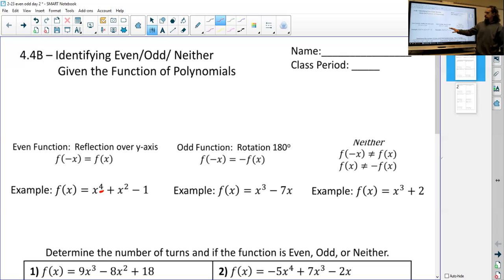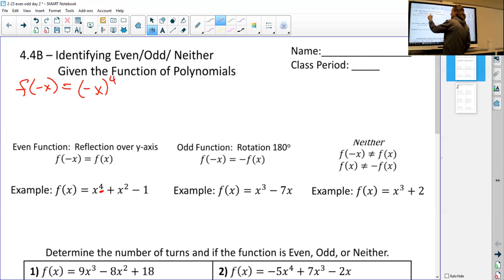That's a big hint. Okay, so if it's an even function, this has to be true. f of negative x needs to equal f of x. And before you tune out and say, Ellis, that's impossible, I don't know what you're talking about anymore, it's okay. We're going to get it, okay? So f of negative x, all that means is anywhere I see x, I'm going to replace it with negative x. So let's put that up here. So f of negative x is going to equal, so x to the fourth will become negative x to the fourth plus negative x squared minus 1. Okay, and then we just need to simplify this.